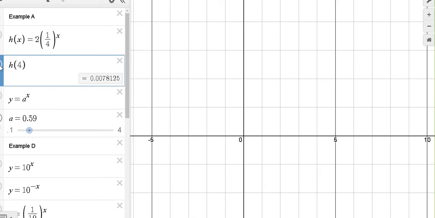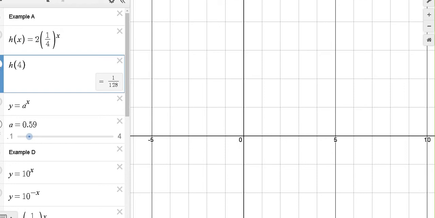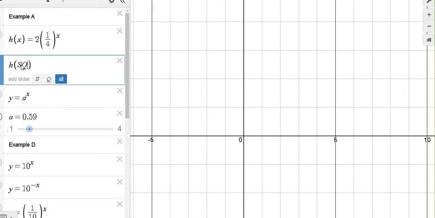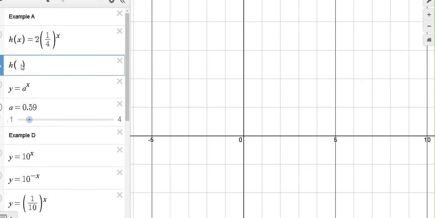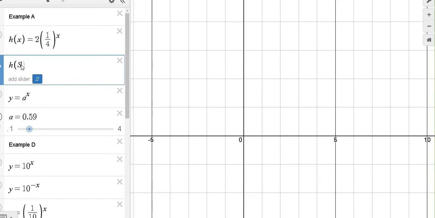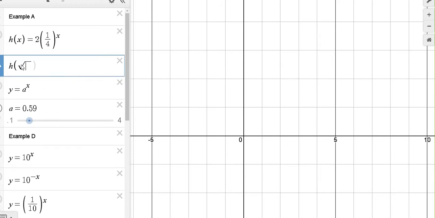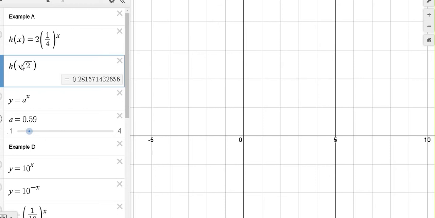Now, depending on how you have things set up, like if I type in a 4, I'm getting a decimal value. But occasionally, you'll see this little symbol here, and that means you can turn that decimal into a fraction. So in this case, that fraction is 1 over 128. Now, not everything's going to be a fraction. If I type in the square root of 2, for instance, then notice I don't have that option anymore. It's just some really ugly number, but it's not able to be expressed as a fraction.